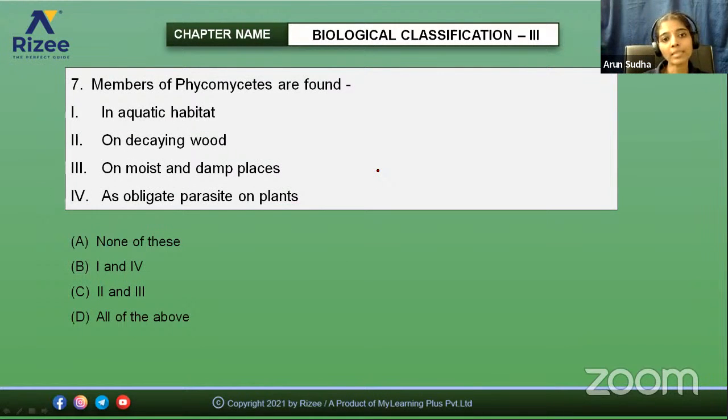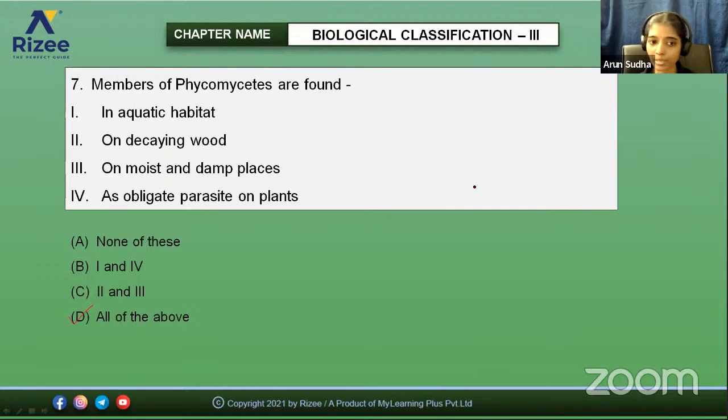Members of Phycomycetes are found in aquatic habitat, on decaying wood, on moist and damp places. They are found as obligate parasites on plants. So which is the correct option for this? Yes, option D is correct, because they are found in all the habitats, that is in aquatic habitat, decaying wood, moist and damp places, and as obligate parasites on plants. So all of the above is the correct option.